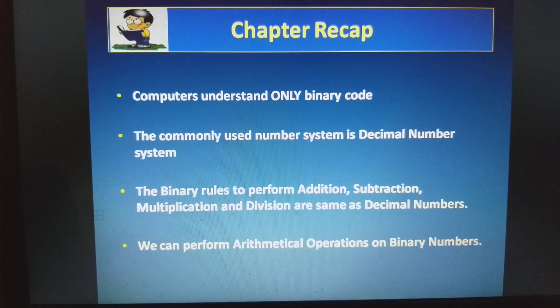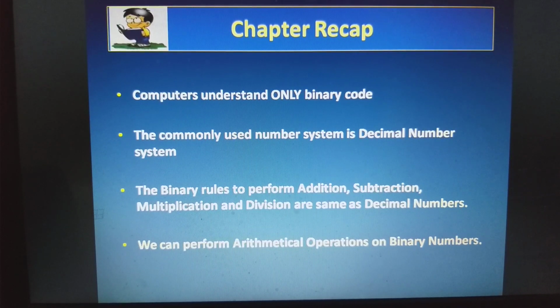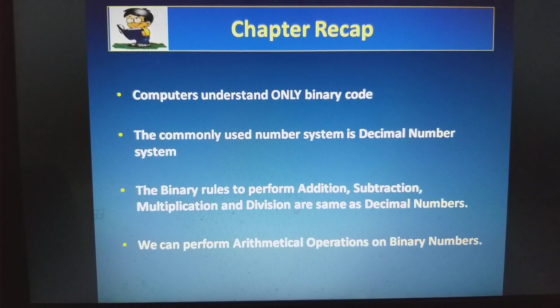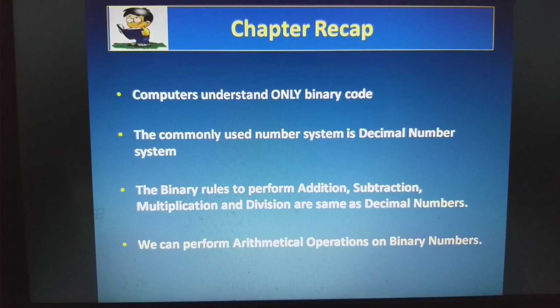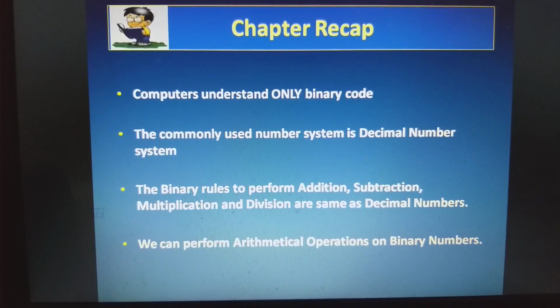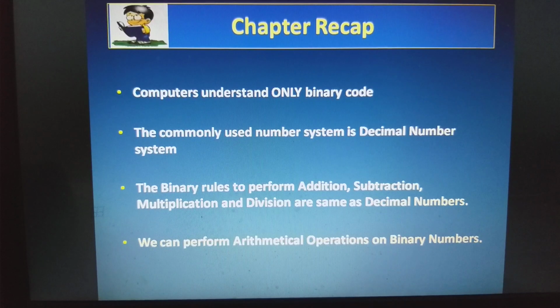So, in conclusion, we see that computers understand only binary code. The commonly used number system is the decimal number system. The binary rules to perform addition, subtraction, multiplication and division are the same as decimal numbers. We can perform arithmetical operations on binary numbers.